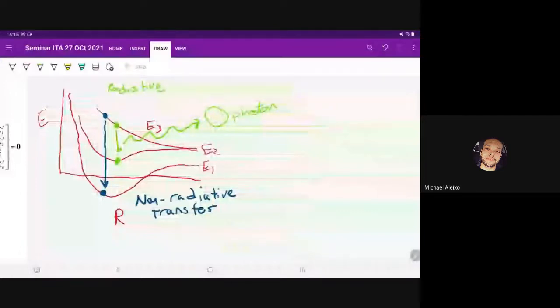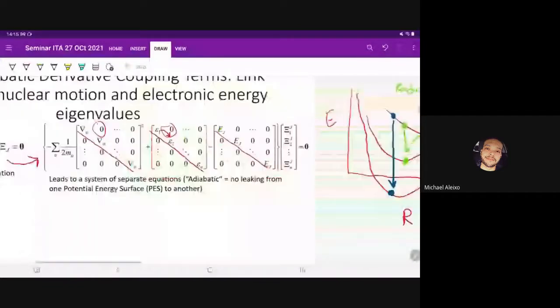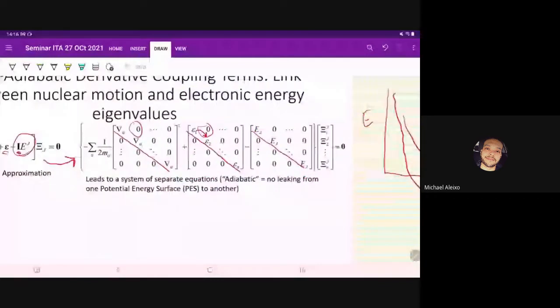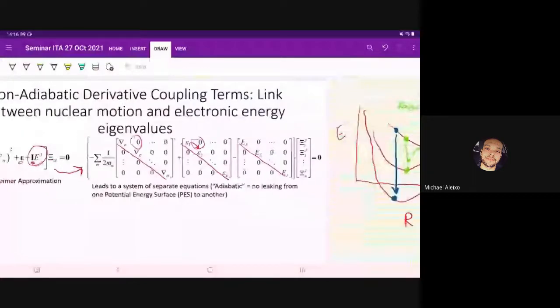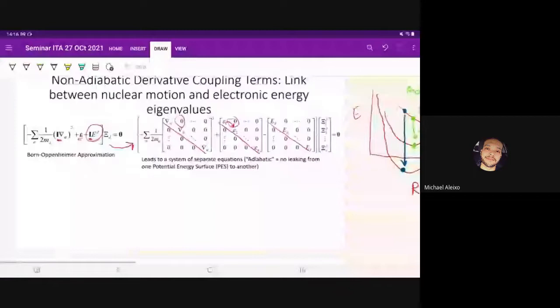So when we're talking about non-radiative transfer, we cannot model that with this adiabatic system, because there's no way to get from one surface to the other one. We can only model radiative transfer with this. So that is why we need what we call these derivative coupling terms.